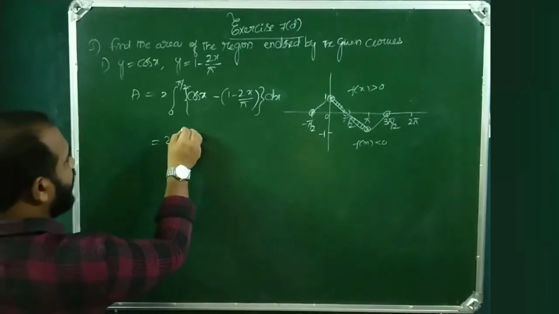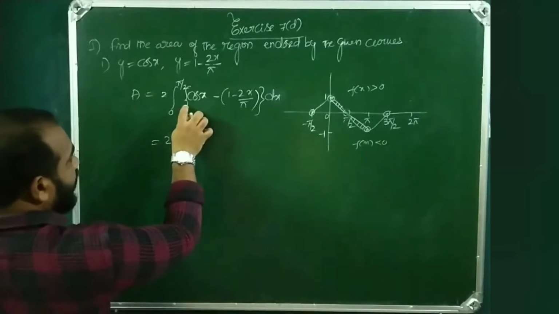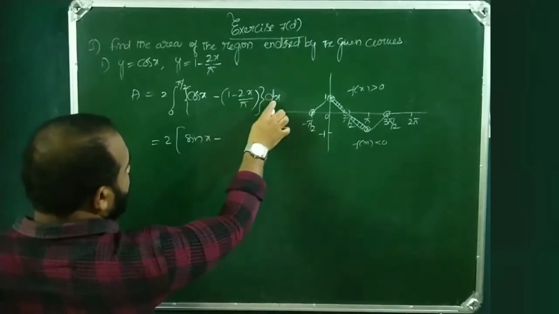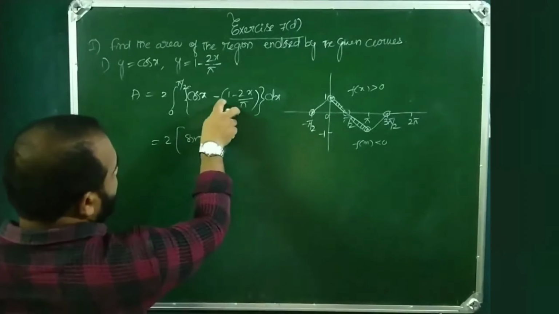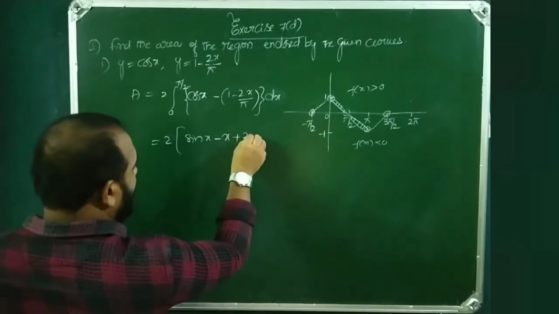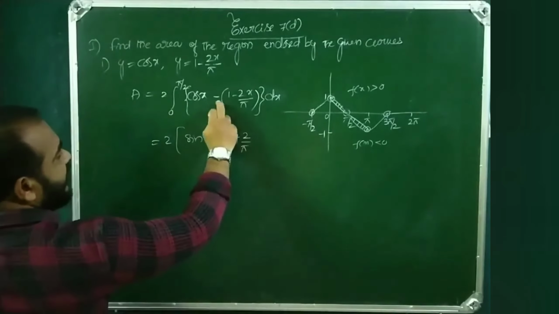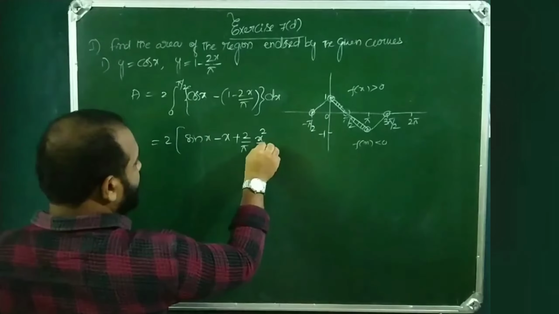So, 2 integral: integral of cos x dx is sin x, minus integral of 1 dx is x, minus into minus plus 2 by pi, a constant, which we separate from the process of integration. Integral of x dx is x square by 2.